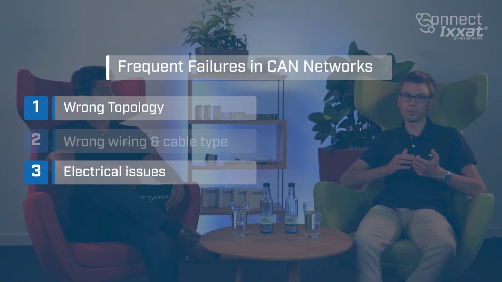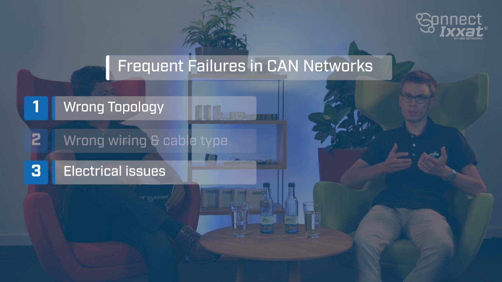Additionally, electrical issues can vary, but from our point of view, they most often stem from an improper grounding concept. It's important to avoid ground loops. This can be done by ensuring that CAN ground is properly connected to the ground line at multiple points, which is our recommendation, especially when the ground level is not stable.